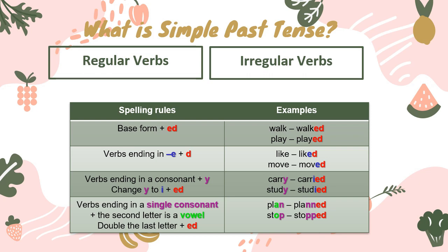And also for stop, the verb ends in a single consonant. The second letter is a vowel. We double the last letter, we double the P, and then we add ed. So stop becomes stopped.